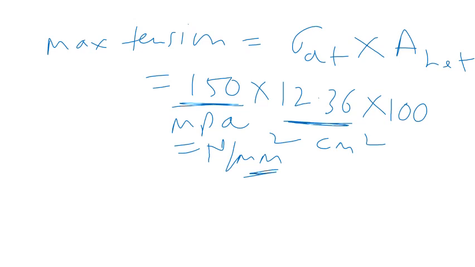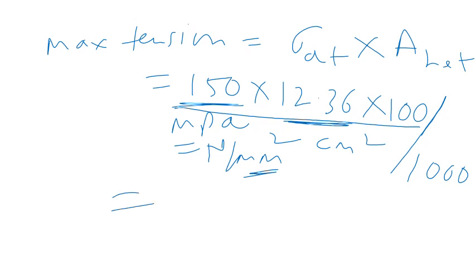And further, this total quantity will give us Newton. To convert this into kilonewton, again we need to divide it by 1000. So finally the answer will be 185.4 kilonewton, right?